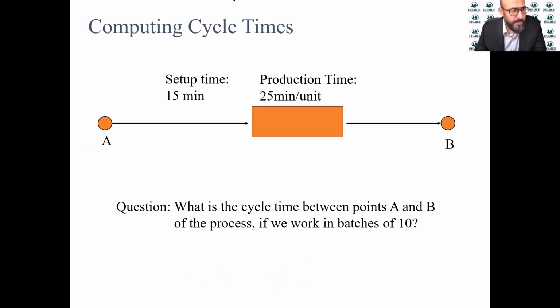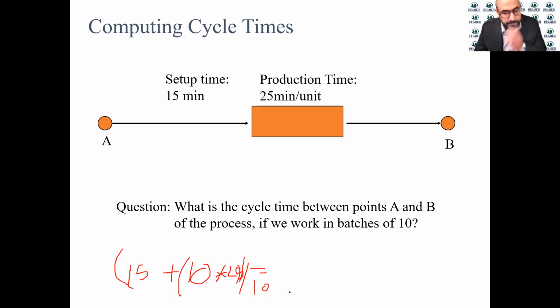All right, computing the cycle time: setup time is 15 minutes, production time is 25 minutes. What is the cycle time between points A and B of the process if we work on a batch of 10? Same thing: 15, that's the setup time, plus 10 times 25, divided by 10. And make sure to have the parentheses again, one here, one here and one here. Okay, using the calculator here, I'll see if we can find the calculator.